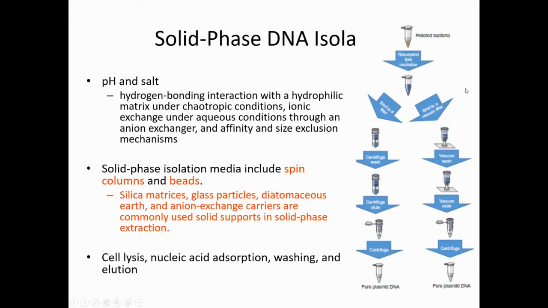So basically, when you run the sample through the column, the nucleic acid will bind to the column under the high pH and high salt condition, because that's a binding condition. All right, high pH and high salt concentration. And then when you try to elute the DNA, you use a low salt solution to elute the DNA. All right, so that's the solid phase DNA isolation.